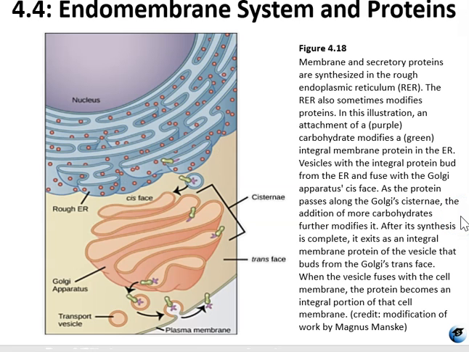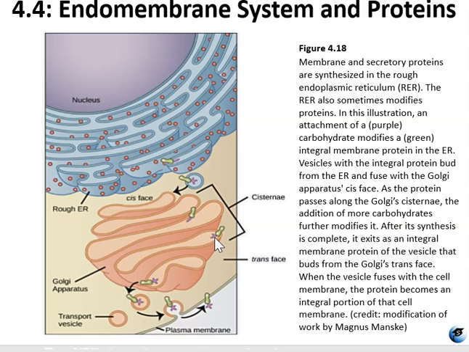This figure shows a protein that's being synthesized and modified and then transported via the endomembrane system. So this illustration is showing an attachment of a carbohydrate in the ER here. So here's a carbohydrate and it gets attached to an endomembrane protein. Vesicles with the integral protein bud from the ER and then fuse with the Golgi apparatus's cis face. As the protein passes along the Golgi cisternae, the addition of more carbohydrates further modifies the protein.